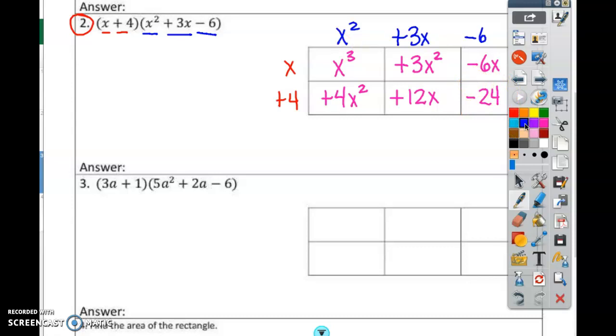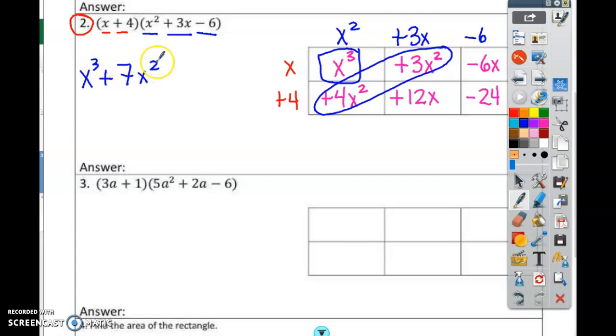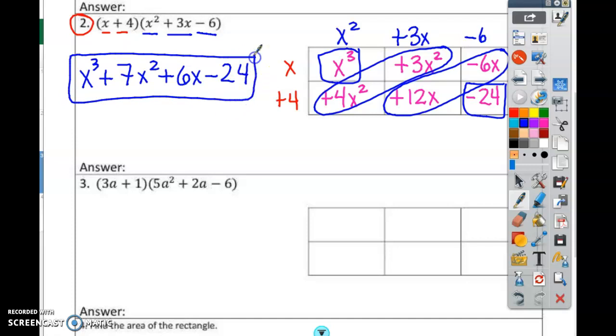So, let me see. This one goes first. X cubed. And then you add these two. That's 7. 4 plus 3 is 7, so it's a positive 7x squared. This is a 3, this is a 2, the next one's going to be a 1. So add these two in the decimals. 12 plus negative 6 is a positive 6x. 3, 2, 1, and this one has a 0. So minus 24. Okay, so check your answer. Make sure that's what you got.